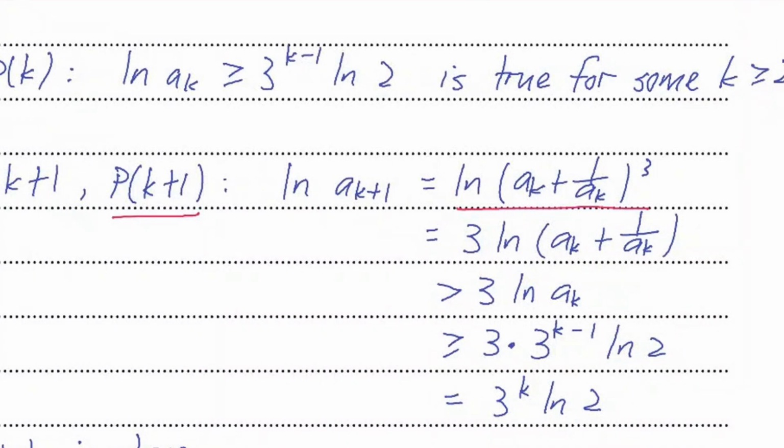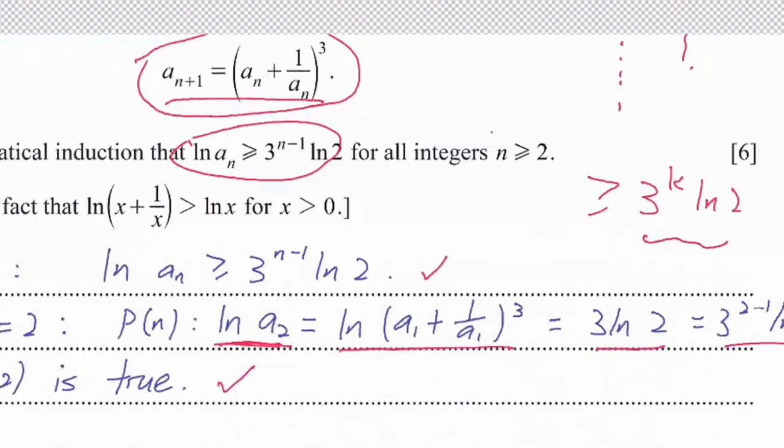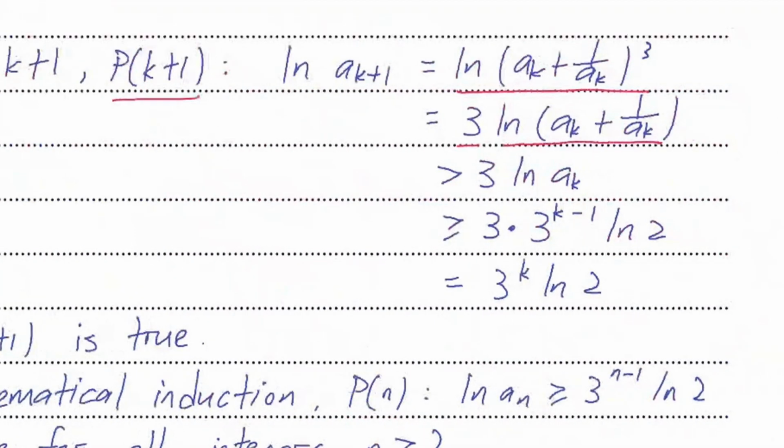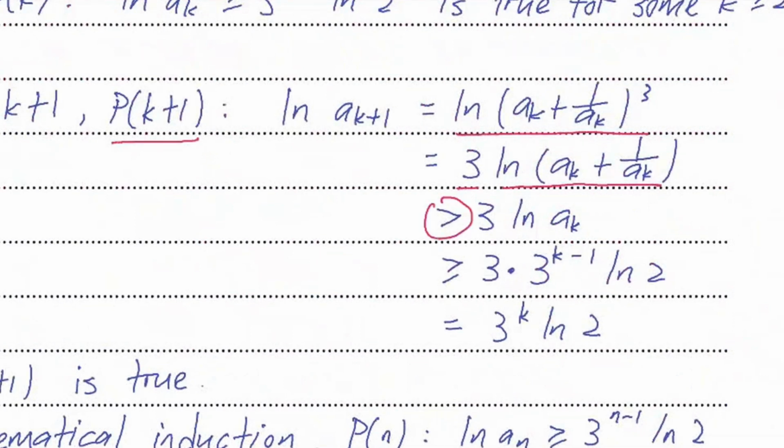Okay, so we use the relationship here, and then we move the 3 down, and then we are looking at ln of an ak plus a 1 over ak. So here, you notice that there is actually one clue which is given here. So we are using this clue here. Okay, so ln of the ak plus 1 over ak is greater than ln ak, right?